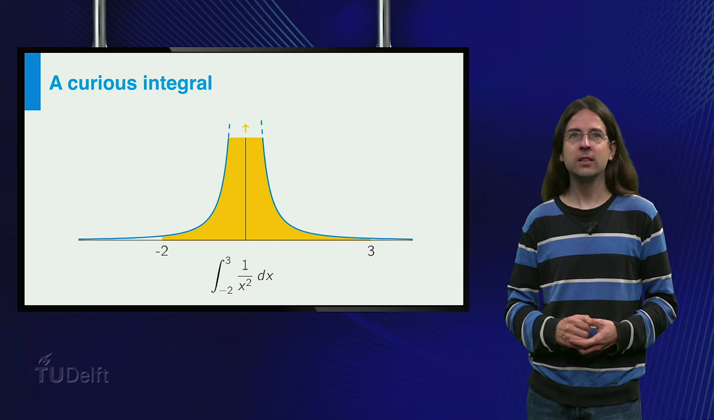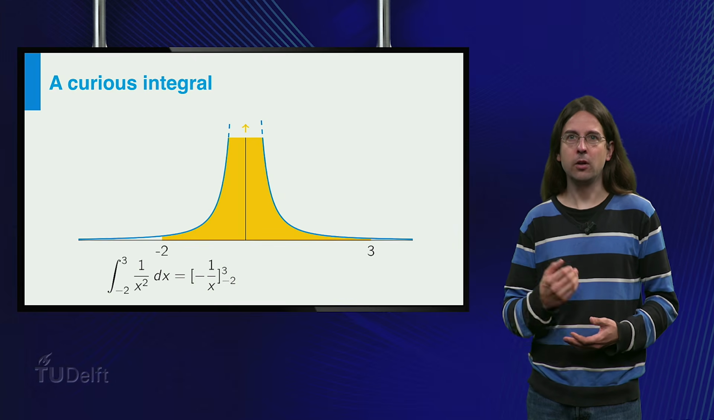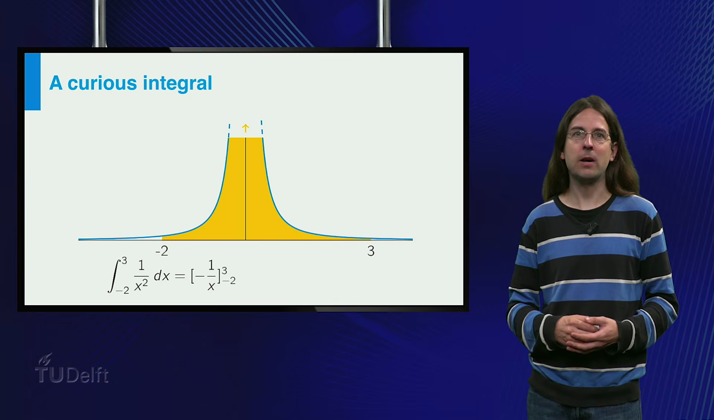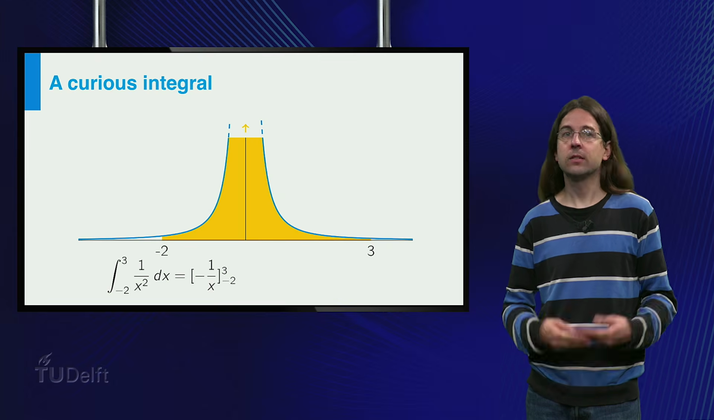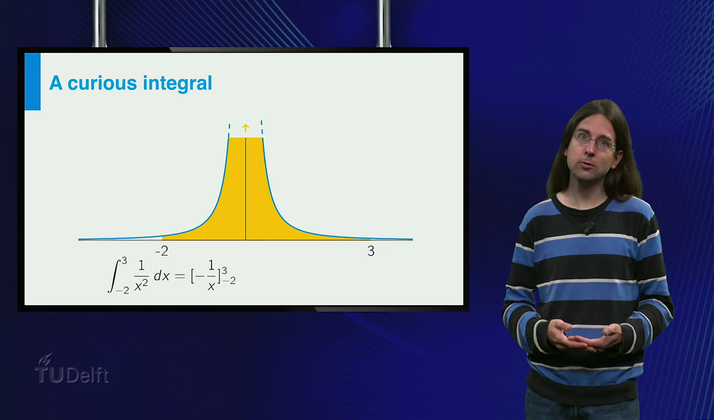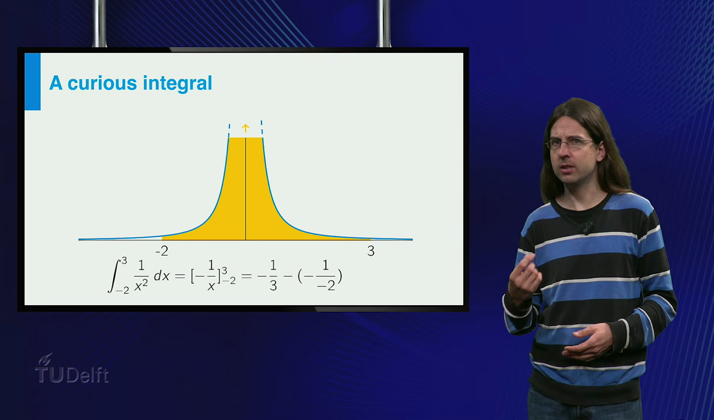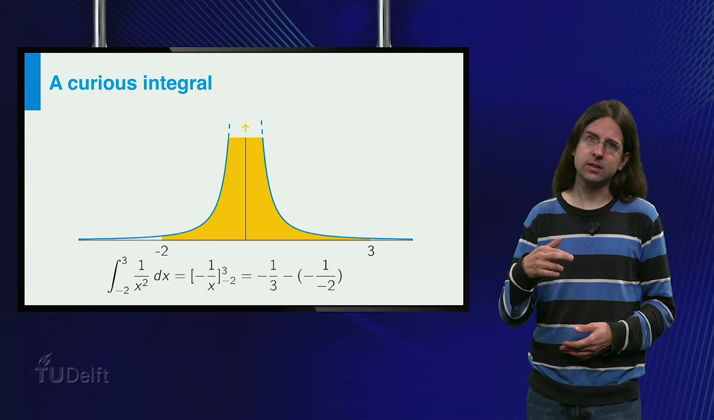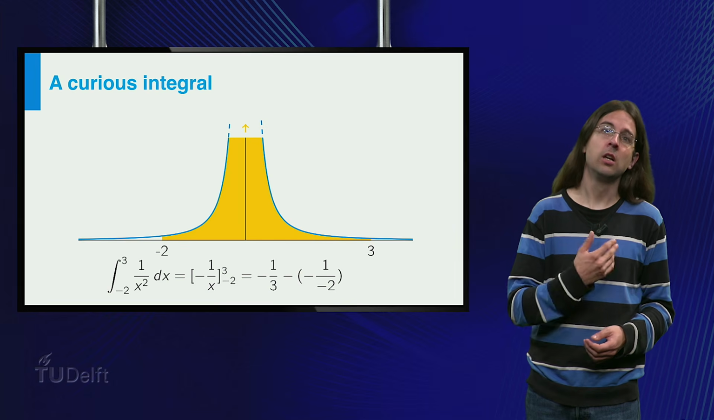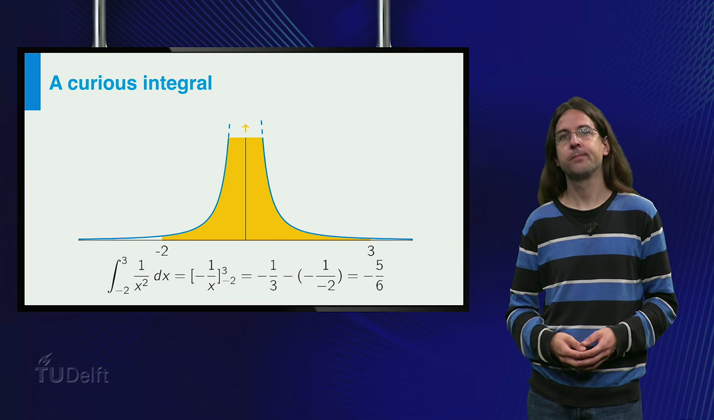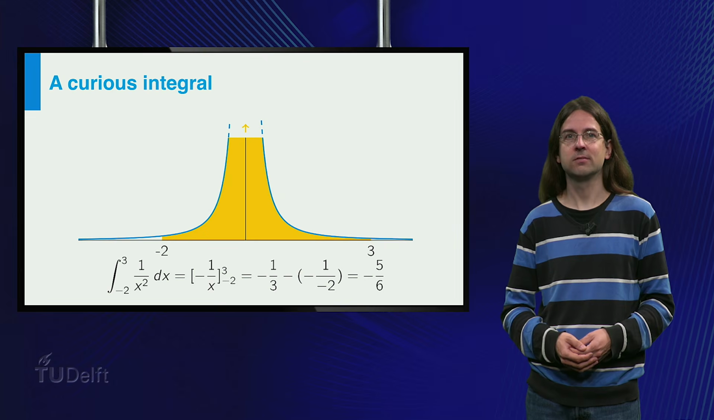1 over x squared is x to the power -2, so an antiderivative is 1 over -1 times x to the power -1, which is -1 over x. Thus, we see that the integral from -2 to 3 of 1 over x squared equals: plug in the upper limit, -1/3, minus, plug in the lower limit, -1 over -2, which equals -5 over 6. Thus the area in the picture equals -5 over 6.